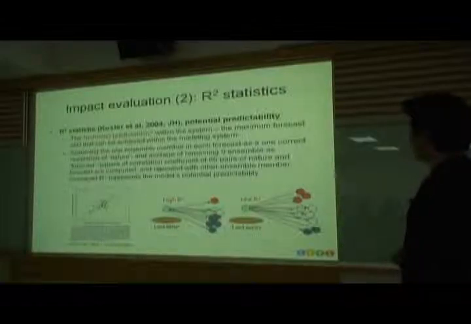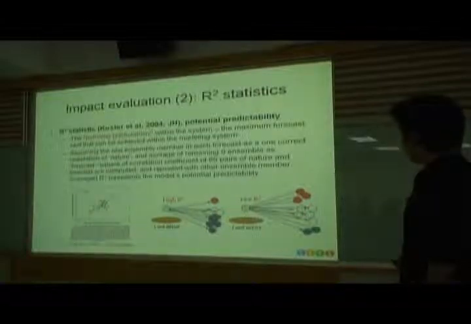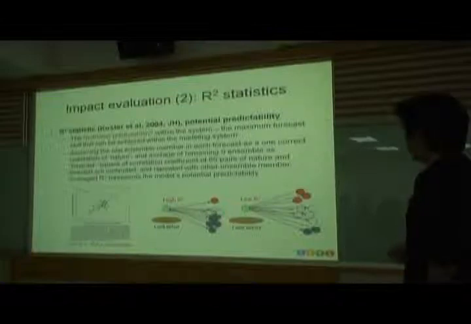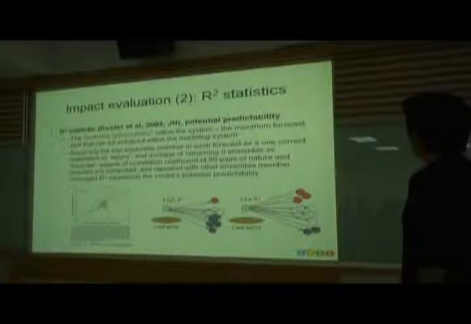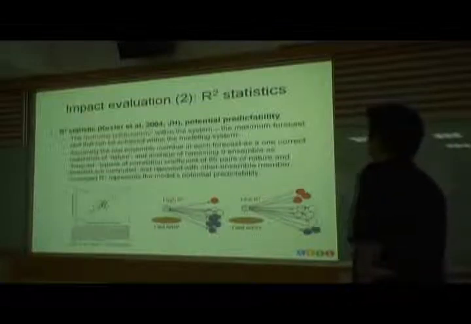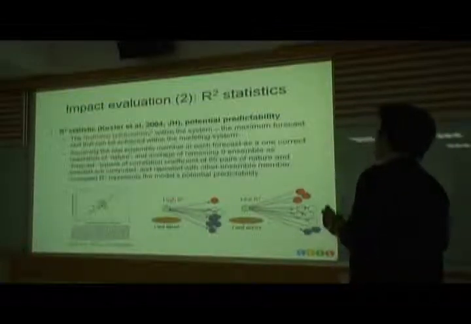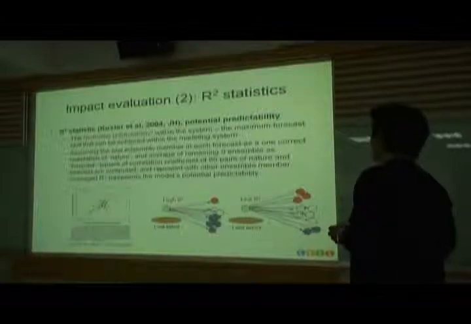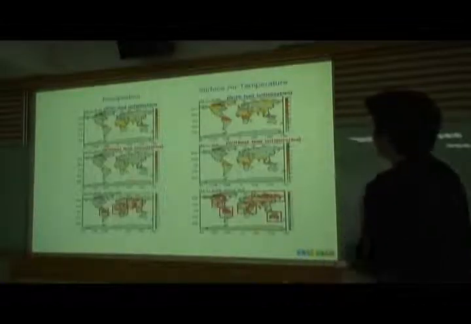This is a schematic diagram. Each circle means each ensemble member. If the R square value is high, then the consistency between the ensemble members is high. But if the R square value is low, there is no consistency between the ensemble members. That means the potential predictability also means whether the land conditions really act to make consistent anomalies or not. So this is a result for precipitation.